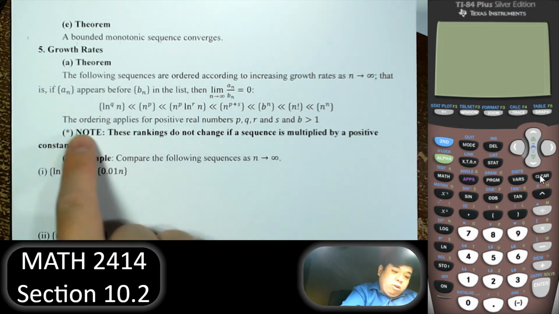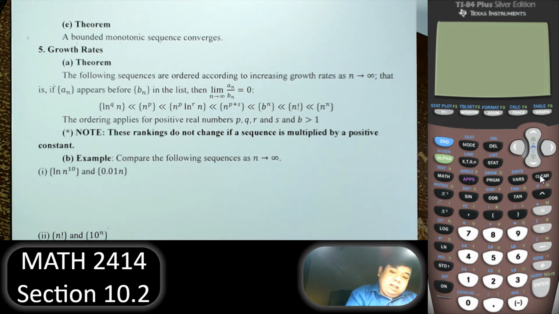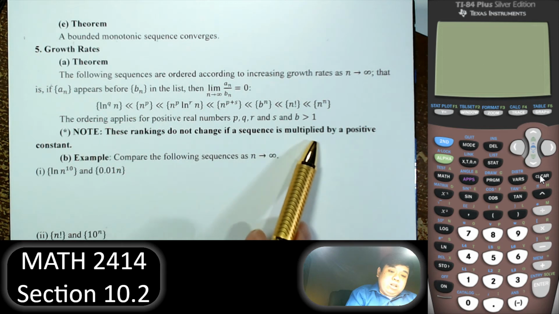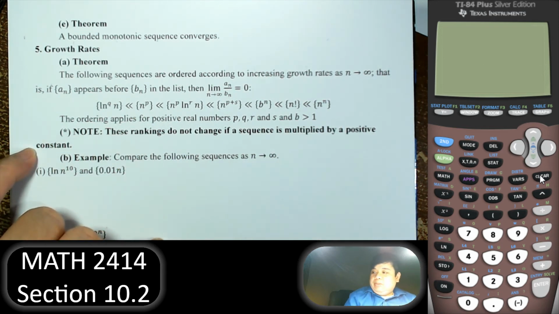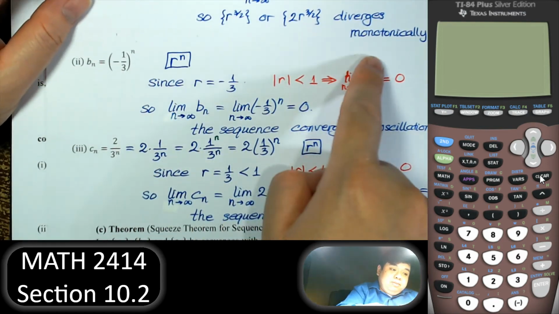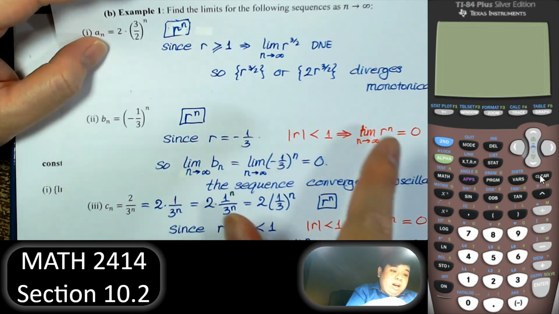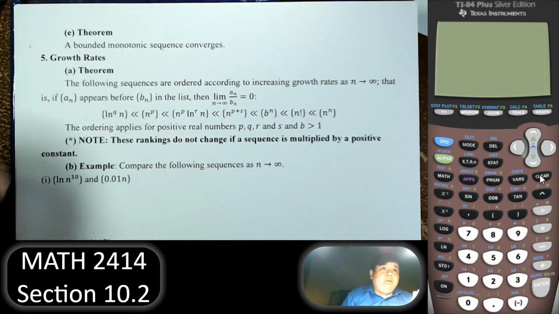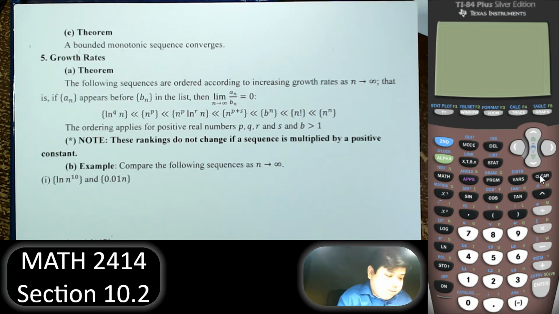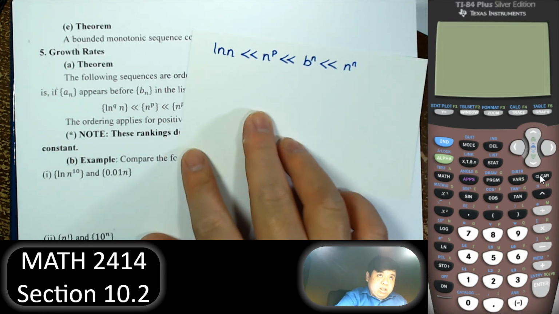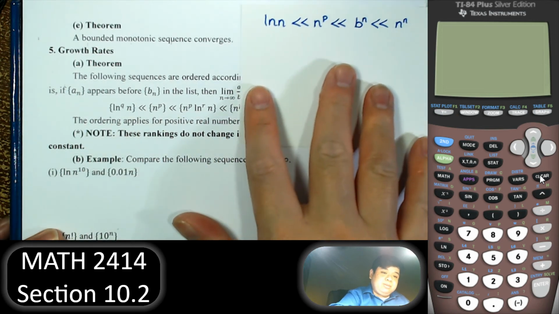Then we have the growth rate again. We mentioned before that this ranking does not change if a sequence is multiplied by a positive constant. Not only that, whether the sequence is convergent or divergent is not affected by multiplying by a constant, and the ranking here is also not affected. So when we look at this, which one goes to infinity faster? This is the short version of that.